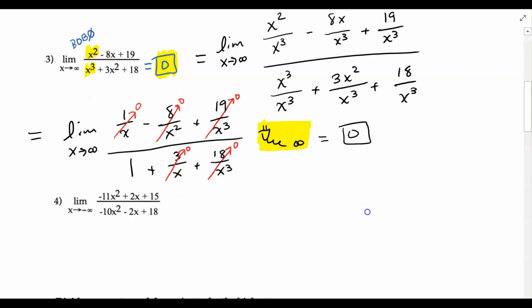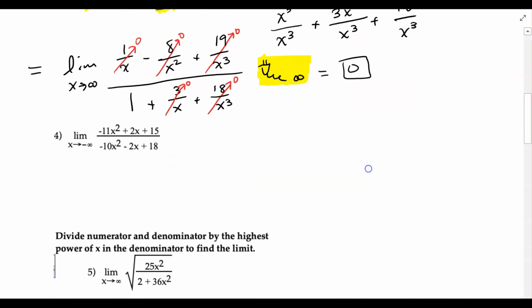We'll work out the very last problem here. This one right here is kind of nice because the exponents are the same. So since the exponents are the same, we divide the coefficients, and this answer is going to be whatever that divided by that is, and negative divided by negative is positive, so 11 out of 10 is the final answer there. But let's go ahead and prove it by dividing everything by the largest exponential power, which is x squared.